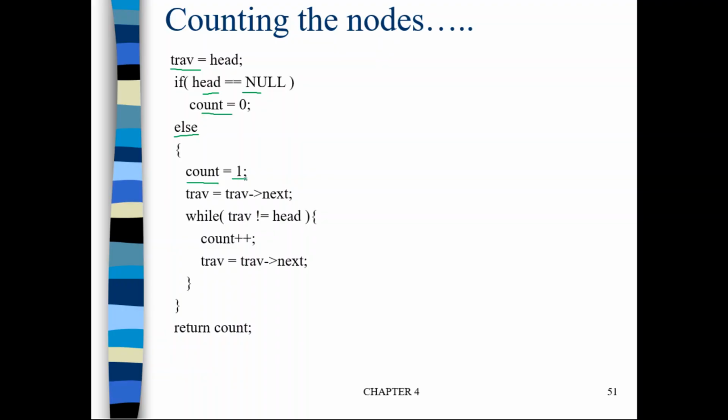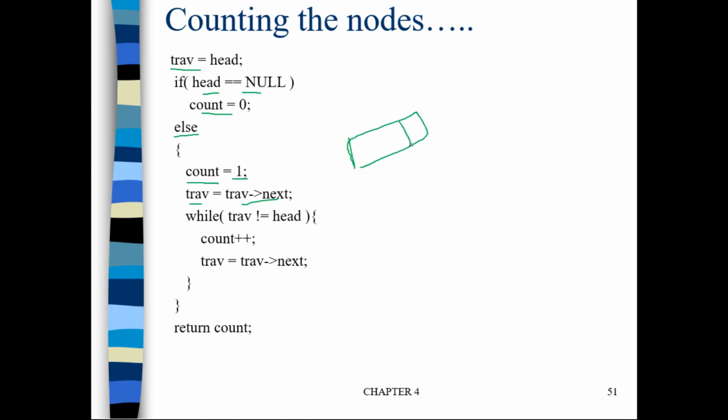So we make count is equal to 1. We confidently make count is equal to 1, because we know that minimum there is one node, right? Because head is not equal to null. And then we make traverse point to the next node. So now traverse is pointing to the second node.